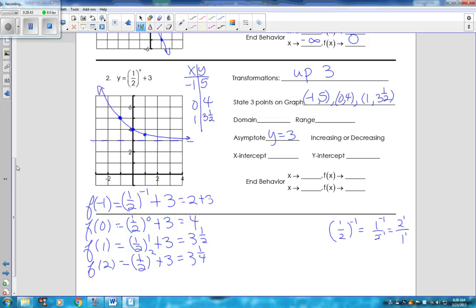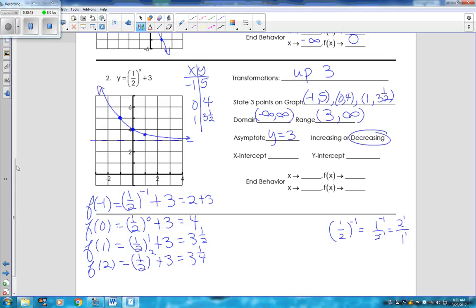Wait, but is it increasing or decreasing? You read it from left to right. So it is decreasing. What's your domain? All right, now the range. Is it above or below the asymptote? Above. So that means it's going to go to what? Infinity. And that's going to be on the right because you can't get bigger than infinity. What's going to go on the left? How far down does it go? 3. So from 3 to infinity.